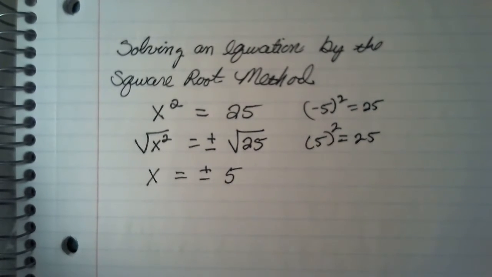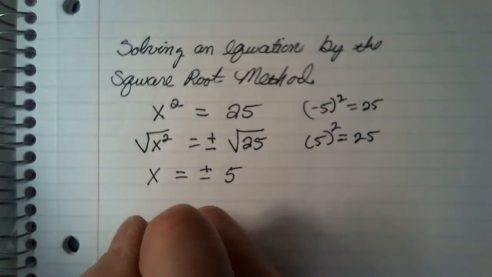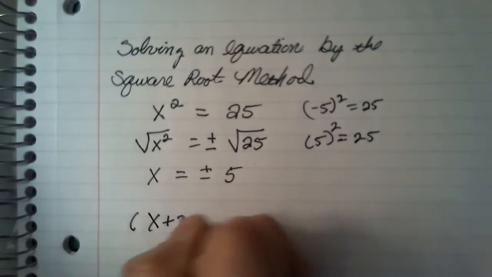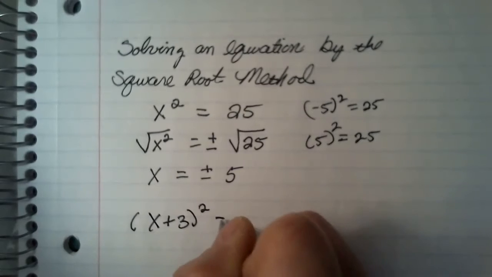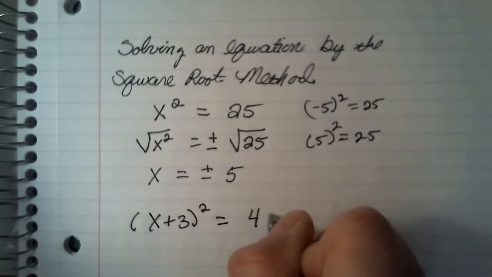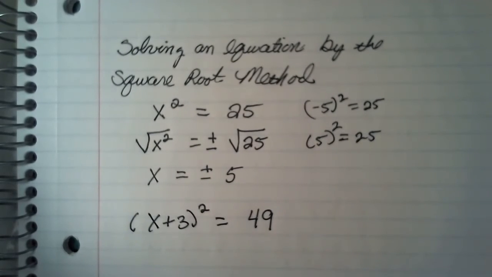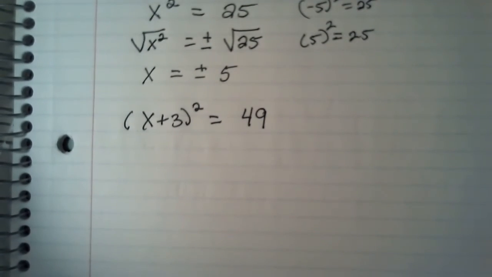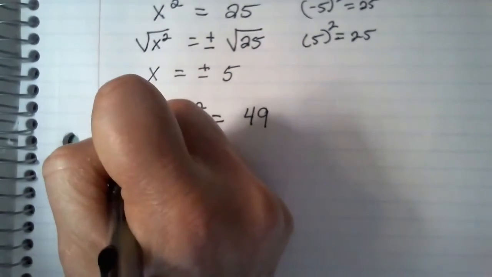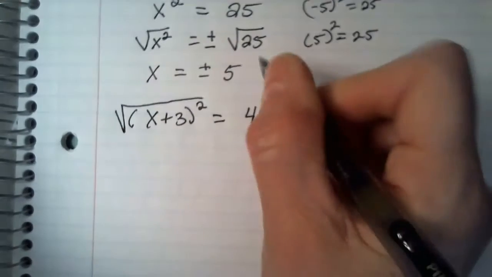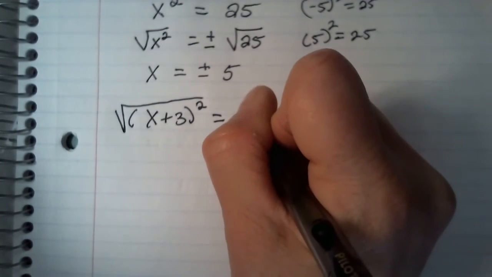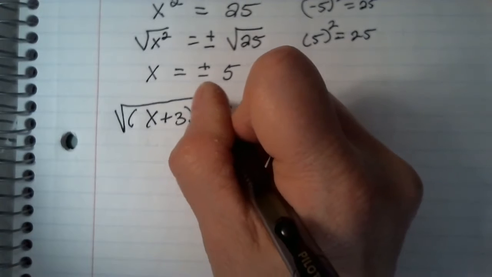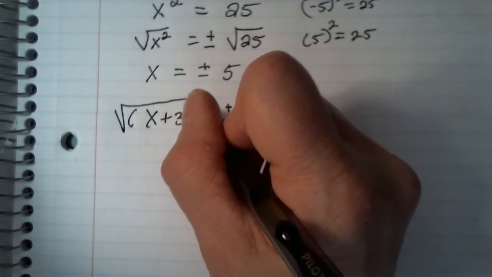Another example of the use of this property would be if I had a binomial that was being squared. Again, the method simply means to take the square root of both sides. So if I take the square root of the left side, I have to take the square root of the right side. But I can't forget that plus or minus, because when I have something squared, I'm going to have a positive answer and a negative answer.